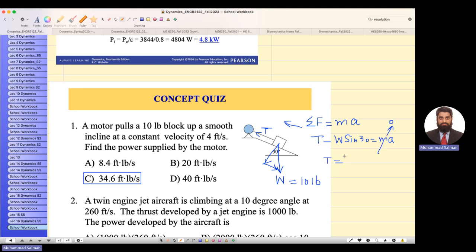T equals W sine 30, which is 5 pounds. Do you agree with me? And now the power equals five times velocity, 20 foot-pounds per second. Do you agree with your professor? So the right answer is B.